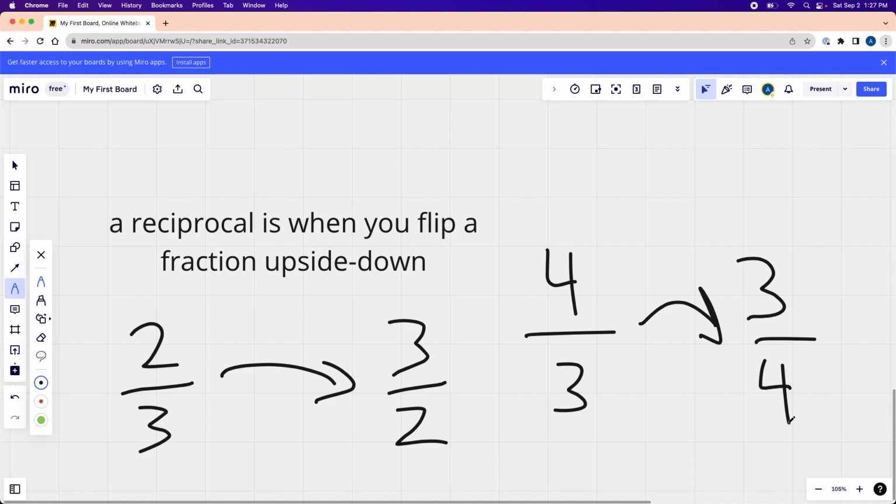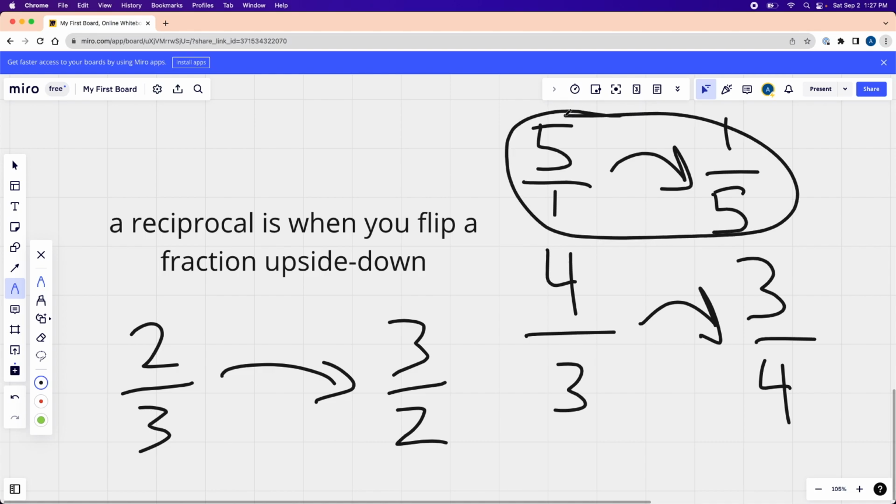And then one more, if I do the reciprocal of 5. What is the reciprocal of 5? Well, remember that any whole number, really, can also be represented as a fraction, just that number over 1. So 5 is the same thing as 5/1. So the reciprocal of 5 is 1/5. So that's what a reciprocal is.